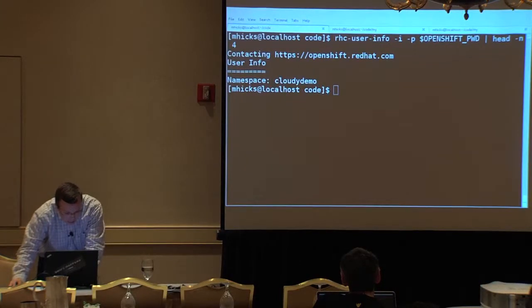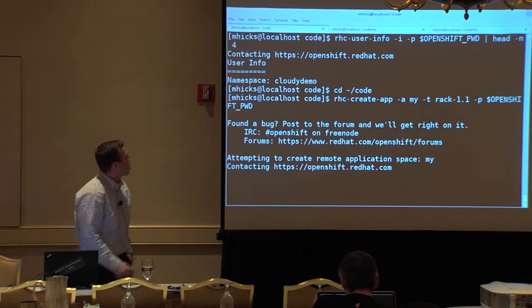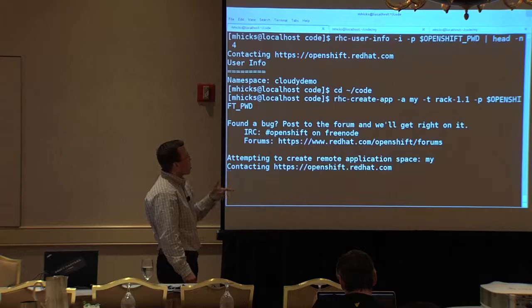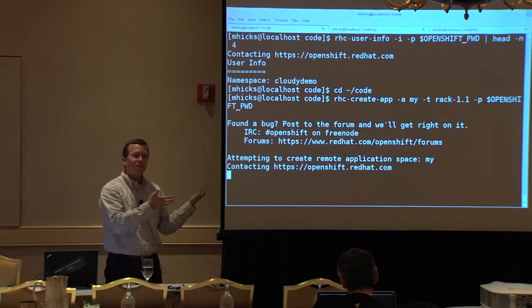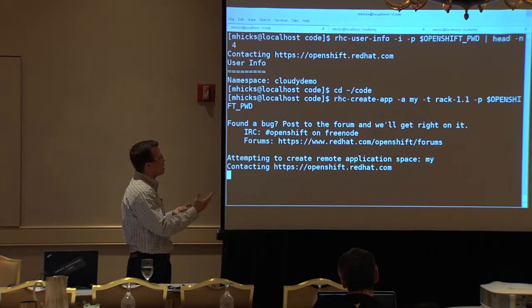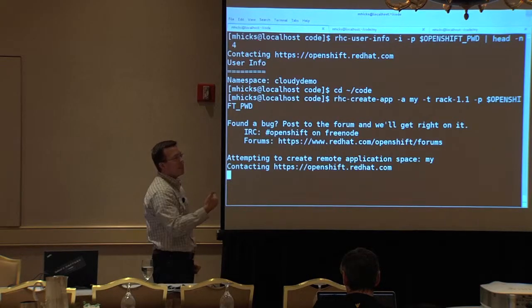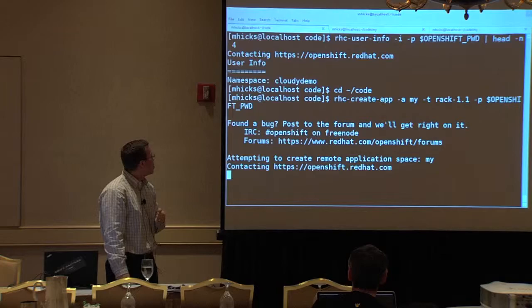Creating an application is really as simple as if I did this. While this is running, I just run this rhc create application. I tell it I want the app named my. We'll see why in a second, because it makes my DNS name look nice. And of the type, I said it's rack 1.1, and that -p is so that you guys can't see my password. It's just reading it from an environment variable to make the demos nice.